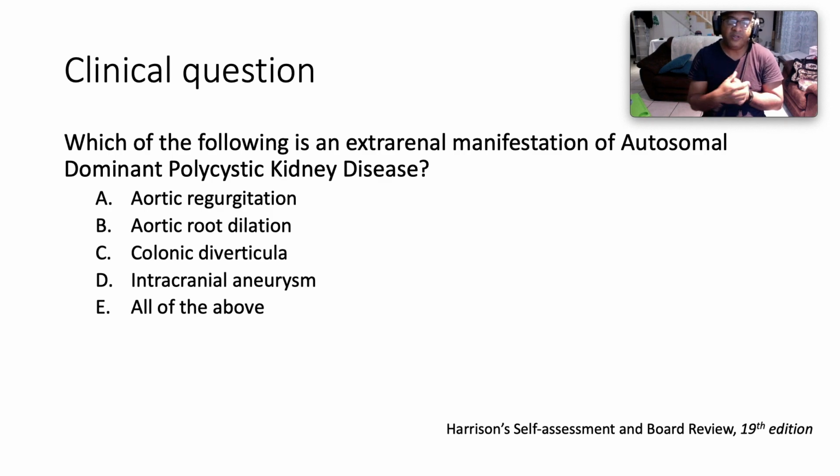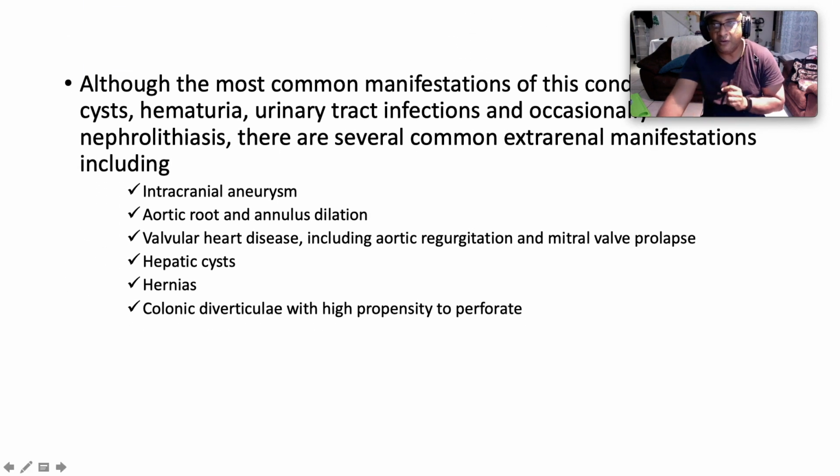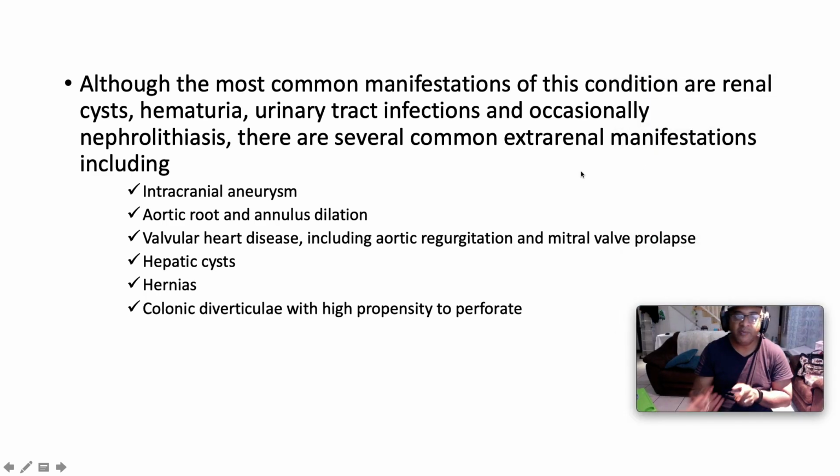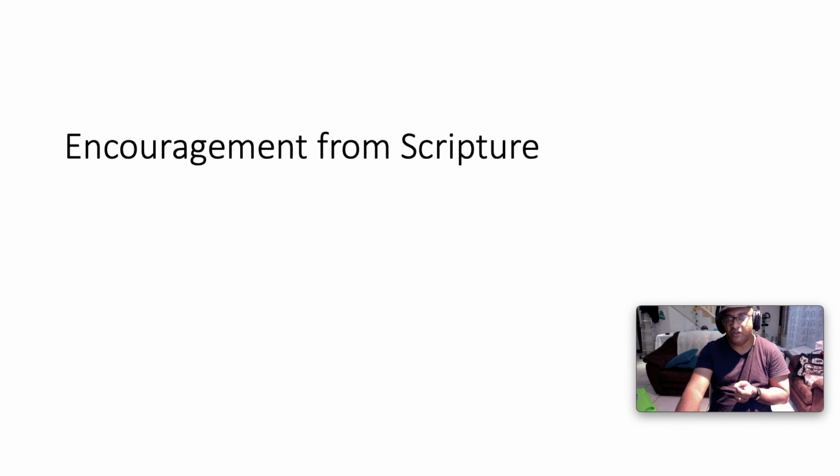Coming back to our clinical question, guys, which of the following is an extrarenal manifestation of ADPKD? All of the above, indeed. Now, although the most common manifestations of this condition are renal cysts, hematuria, UTI, and occasionally renal stones, there are several common extrarenal manifestations. We spoke about these: intracranial aneurysm, aortic root and annulus dilation, valvular heart disease, including aortic regurgitation, mitral valve prolapse, right? Hepatic cysts, hernias, colonic diverticula with a high propensity to perforate.